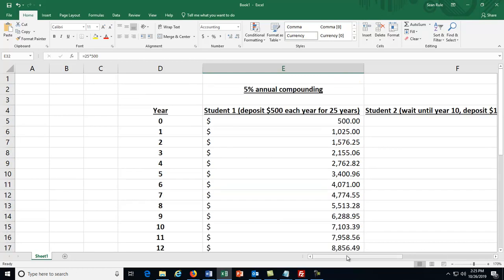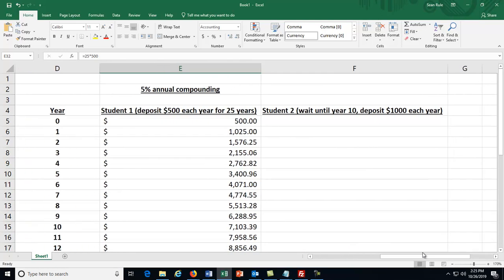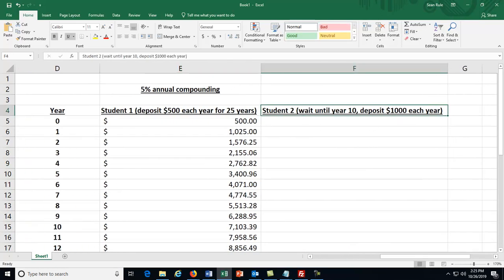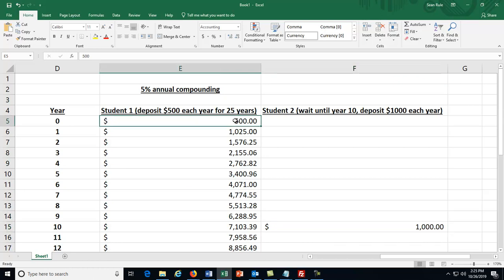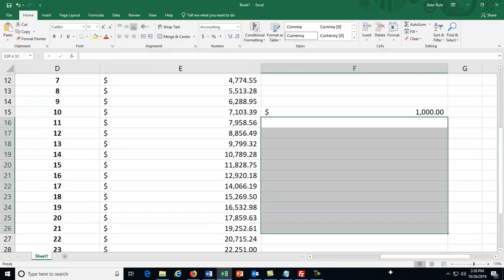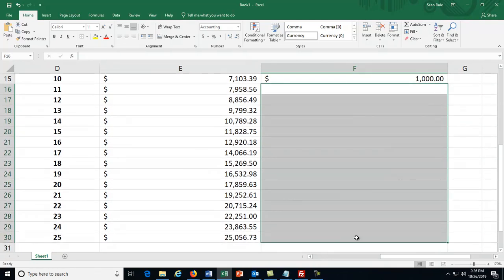Your job is going to be to do the same thing for student 2 in this quiz. So in question number 1, it says, now you do student 2, wait until year 10. So I'll give you that starter right here. You're going to put $1,000 in year 10. So their year 10 is like the previous student's year 0. Hopefully that makes sense. Their year 10 is like the previous student's year 0. And then you're going to do the exact same thing working down formula-wise to here, 25 years.